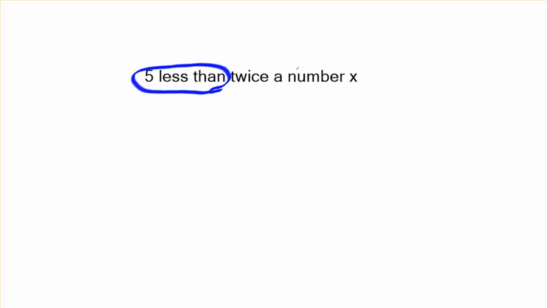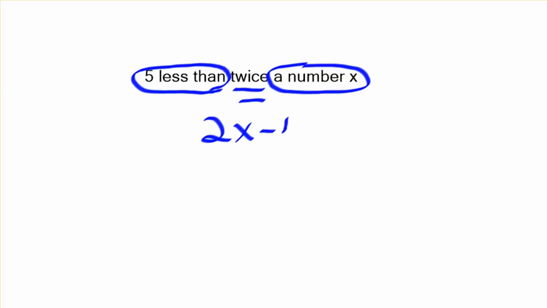5 less than. This is really difficult for a lot of people. 5 less than twice a number x. Well, 5 less than means we're going to take 5 away from twice x, 2 times x. And now there'll be another one like this, so pay attention. 5 less than means you're going to take it away at the end. Put it at the end over there. Twice the number x minus the 5.